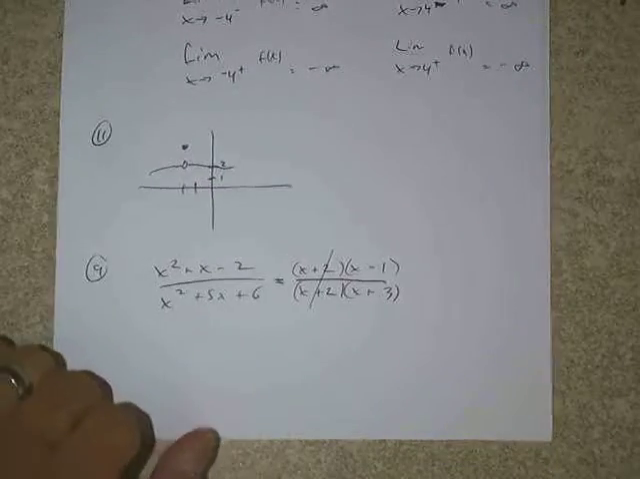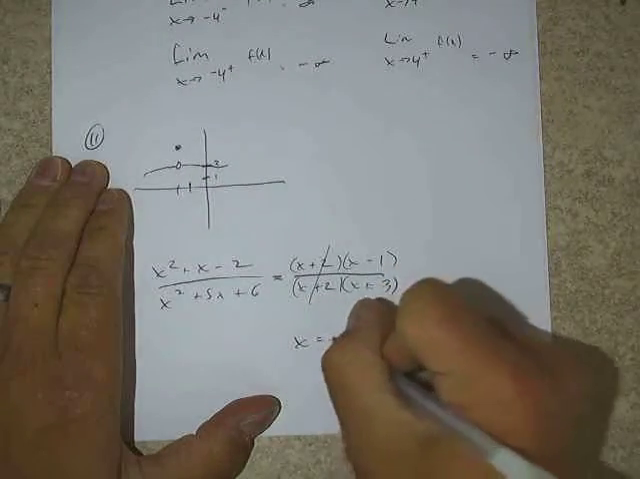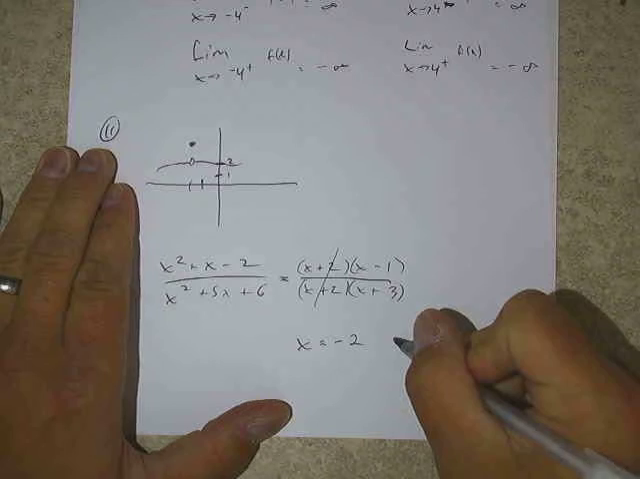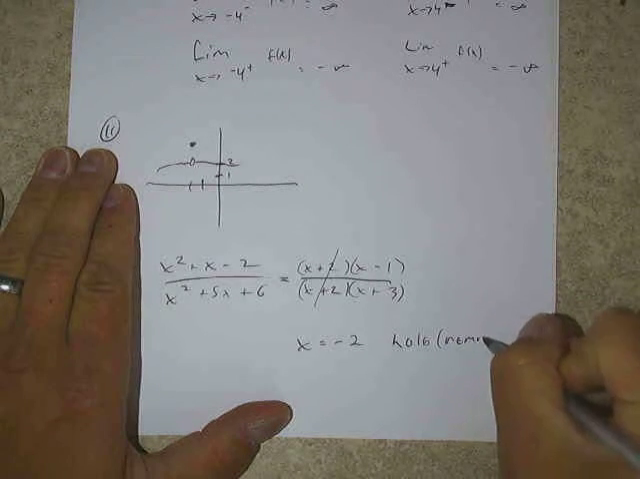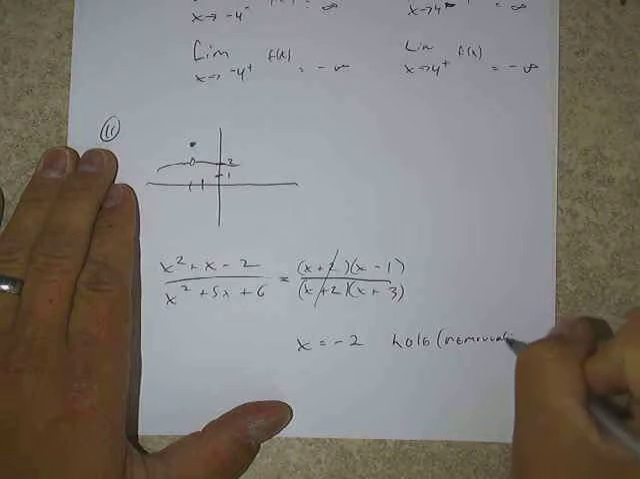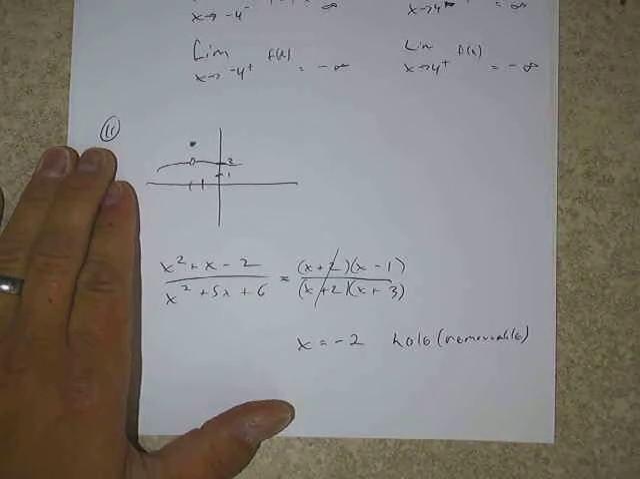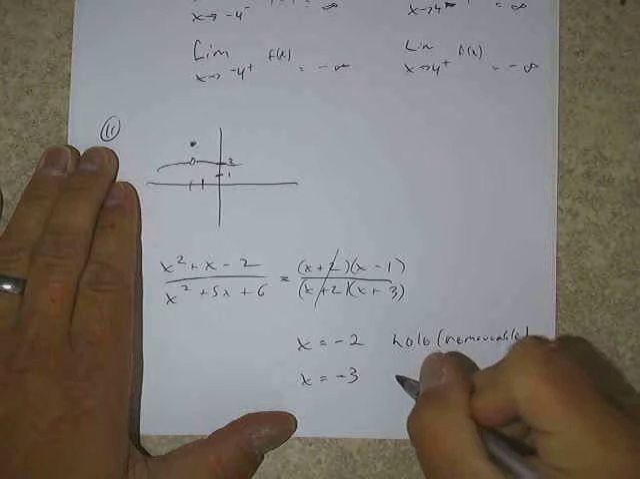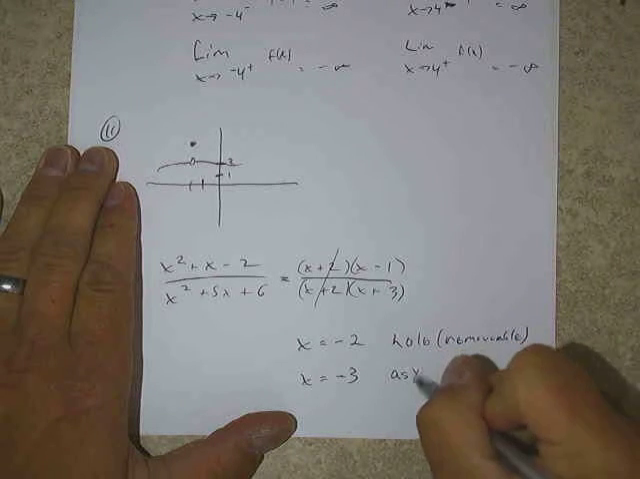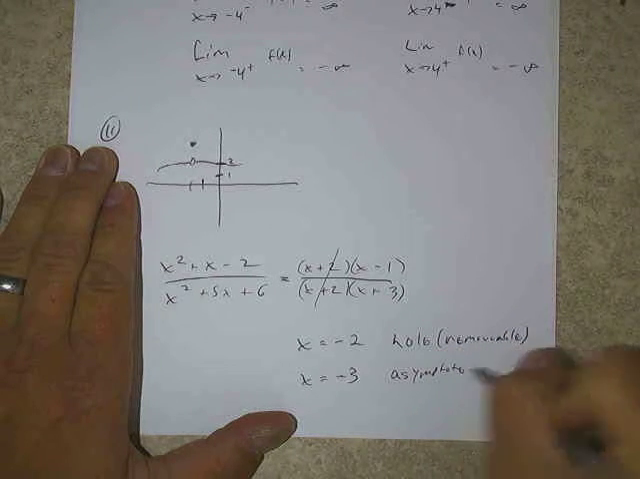And ultimately, since we can cross those two out, what does that tell us about x equals negative 2? That discontinuity would be a what? It would be a hole, which again is removable. Or the type of discontinuity is removable. On the graph, it's a hole. At x equals negative 3, we can't get rid of that one, so that one is an asymptote.